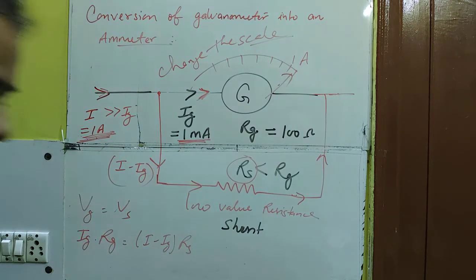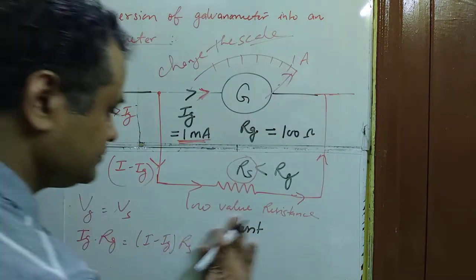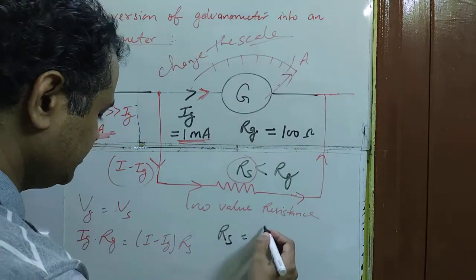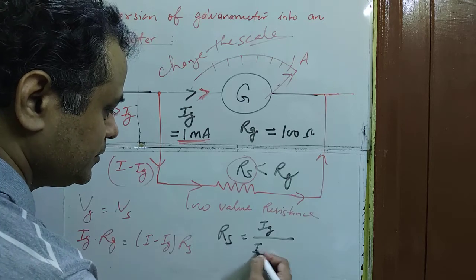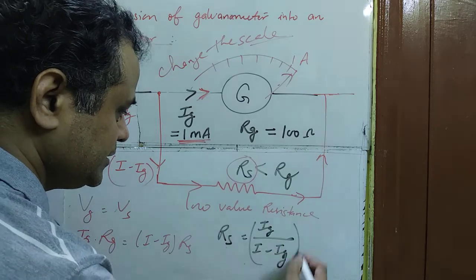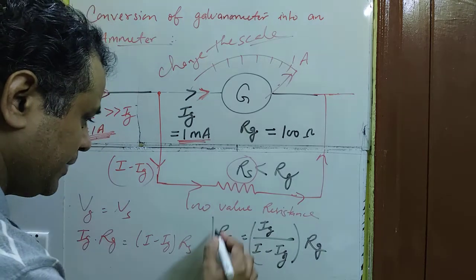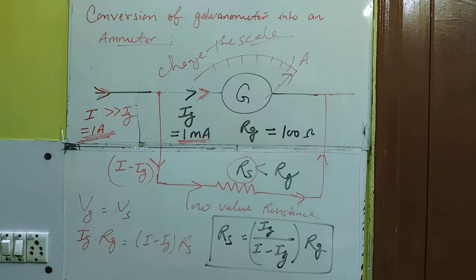So what do you get, children? Rs equal to Ig upon (I minus Ig) into Rg. By using this formula, you will obtain the value of the required shunt which should be connected across the galvanometer to convert it into an ammeter. Now take a simple example. We will solve a numerical problem and then you can understand better.